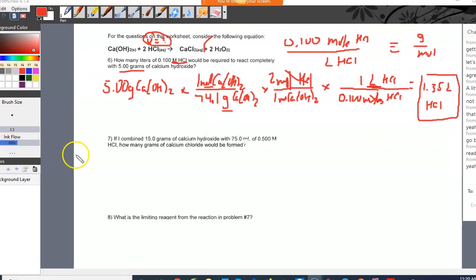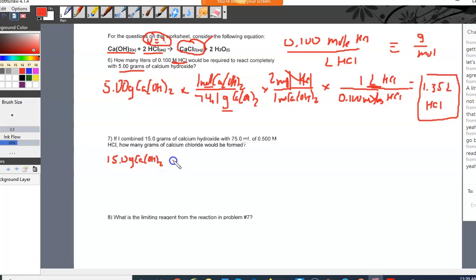Tea. Okay, so this is a limiting reagent problem. It says you have 15 grams of calcium hydroxide, and you're reacting it with 75 milliliters of a 0.5 molar solution of this, and they want to know how many grams of this you'll be able to make. So this is a limiting reagent problem. You take the 15 grams of calcium hydroxide to the calcium chloride, exactly as we've seen. So this problem is a mixture of grams to grams and also molarity to grams. You're doing both of them.